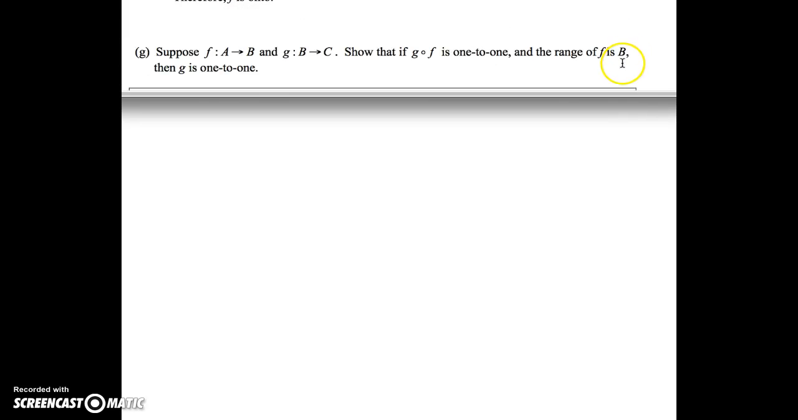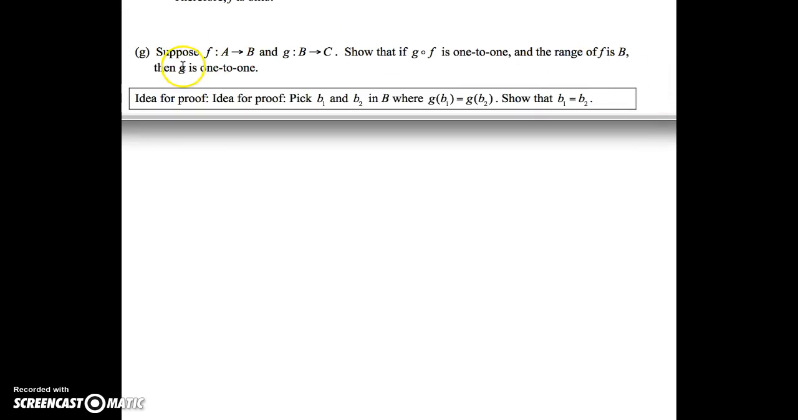Next, I'd like to look at G. G says, suppose that F maps A to B and G maps B to C. We want to show that if G of F is 1 to 1 and the range of F is B, then G is 1 to 1.